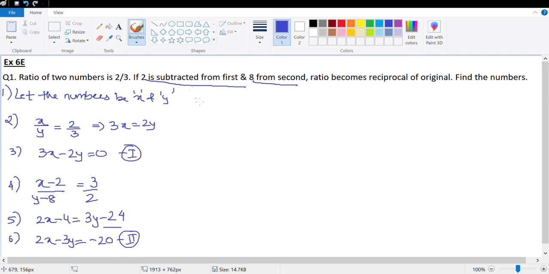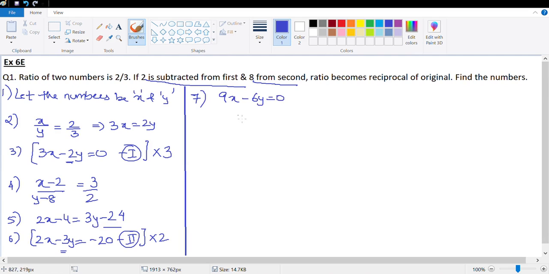So now we have our two equations. The first one is 3x minus 2y is equal to 0, and the second one is 2x minus 3y is equal to negative 20. So let's equate the coefficients of y. Let's multiply the first equation with 3 and the second equation with 2, and we will have the coefficient of y as negative 6 in both equations. So my first equation becomes 9x minus 6y is equal to 0, and the second equation becomes 4x minus 6y is equal to negative 40.